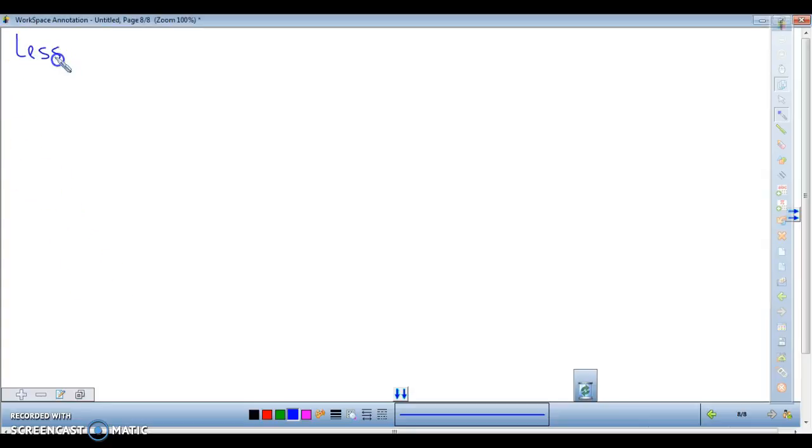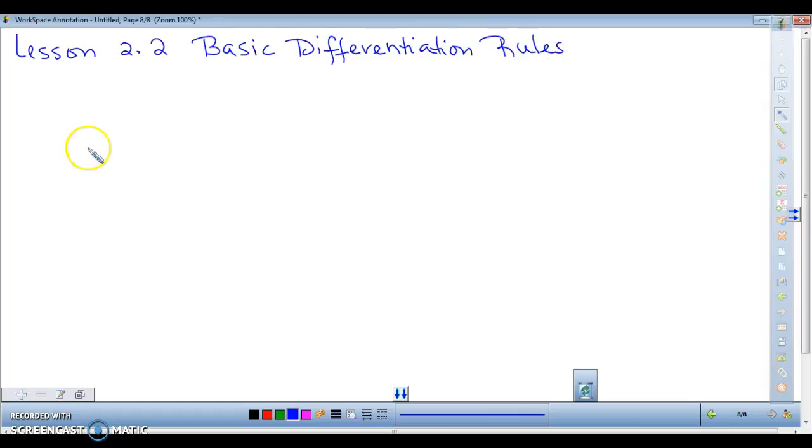Okay, so this is lesson 2.2, some basic differentiation rules. Really, what these are, are shortcuts to keep you from having to use the limit process. You still have to know the limit process for some problems.